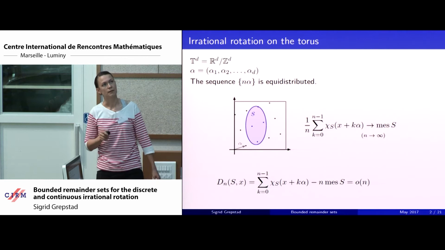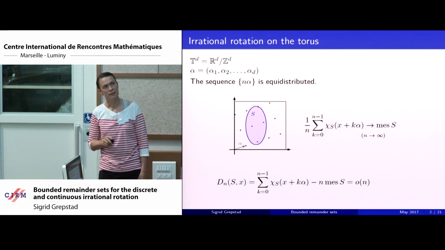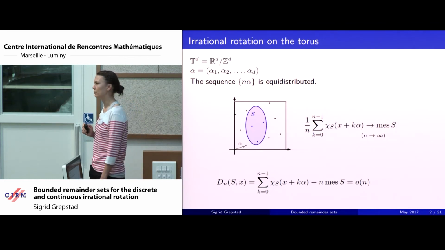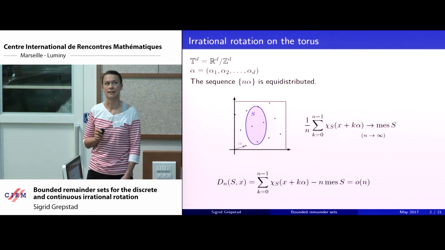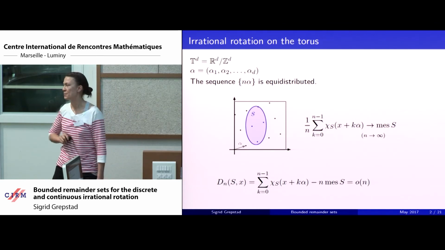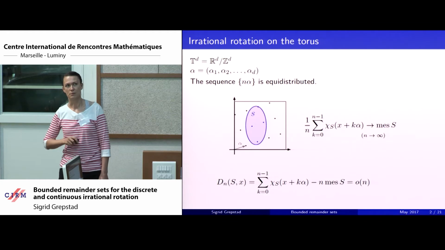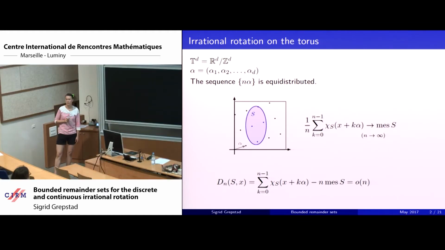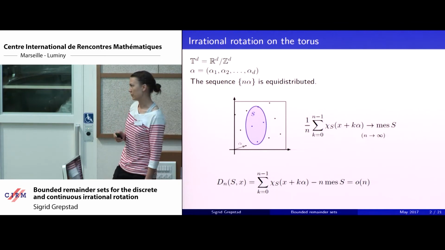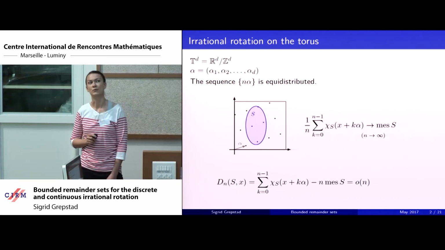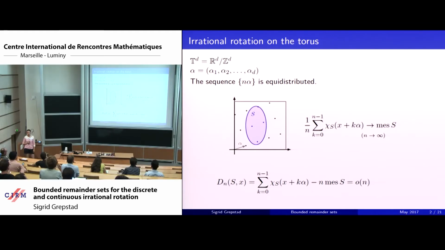Meaning that if I count the number of points among the first n multiples of alpha that hit the set S, so this chi here is my indicator function, and I divide that number by n, then this is going to tend to the measure of S, the big measure of S, as n tends to infinity. And this will be the case for any starting point for my irrational rotation, that's this x right here, and any measurable set whose boundary has measure 0. So that's what I'll be assuming about S for now.